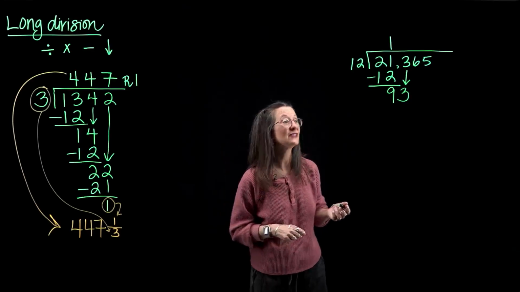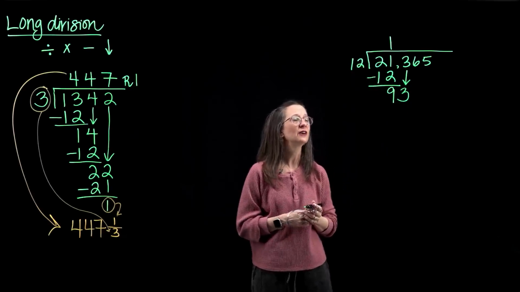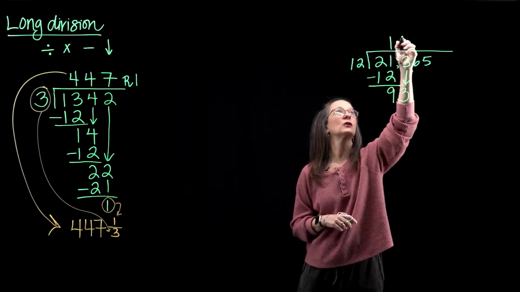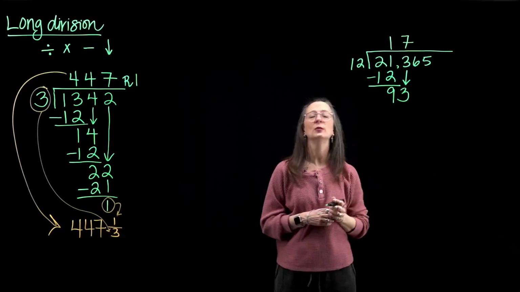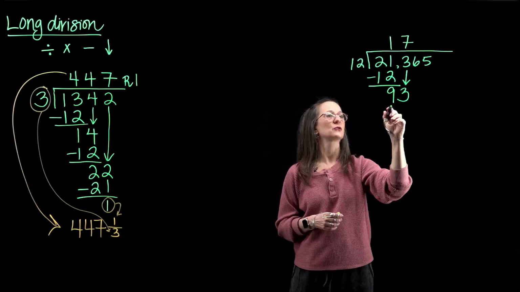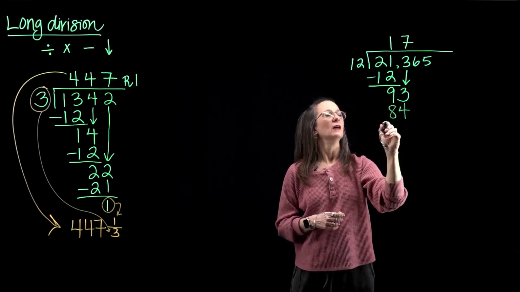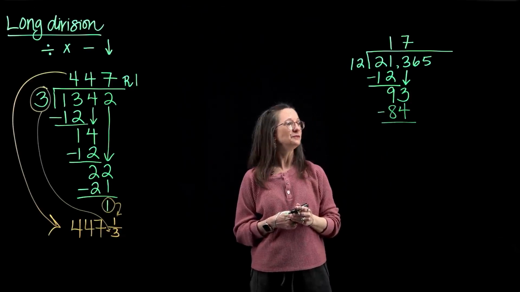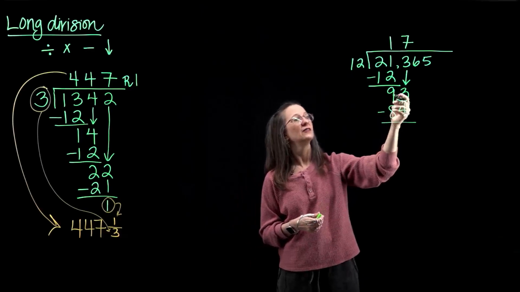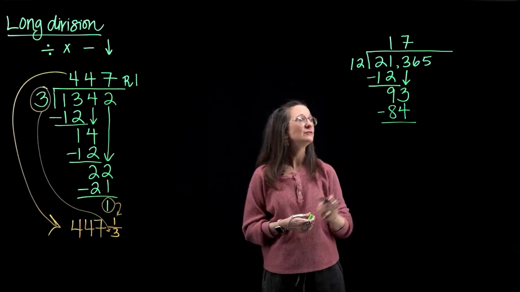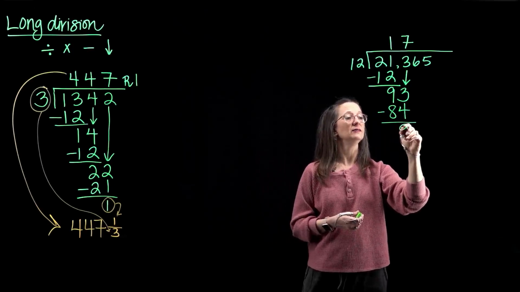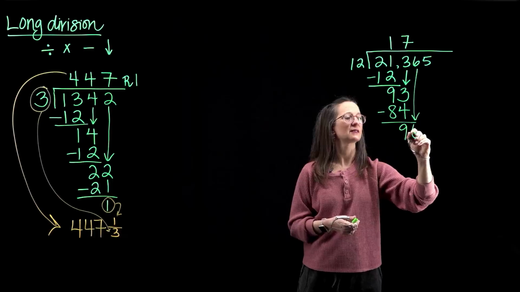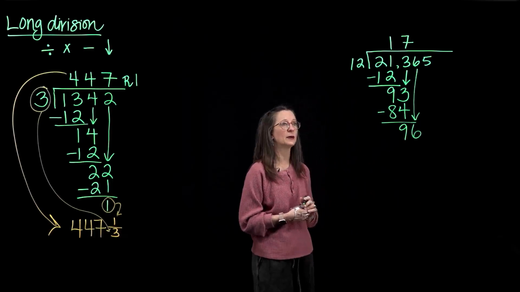Starting the process over with division. 93 divided by 12. Well, let's see. 7 times 12 gives me 84. That's going to be my closest match. So I'll write a 7 above the digit of 3. 7 times 12 is 84. I'll write 84 below 93. Add a subtraction symbol. And then we have 93 minus 84, giving me 9. Bringing down the next digit of 6. I'm looking at a 96 on the bottom.